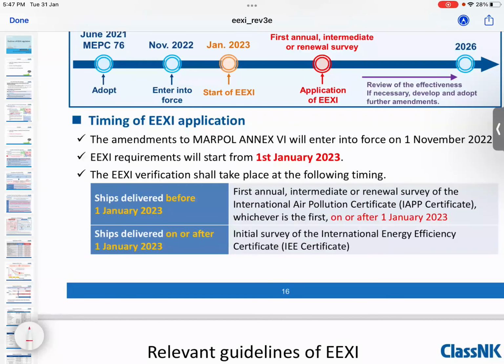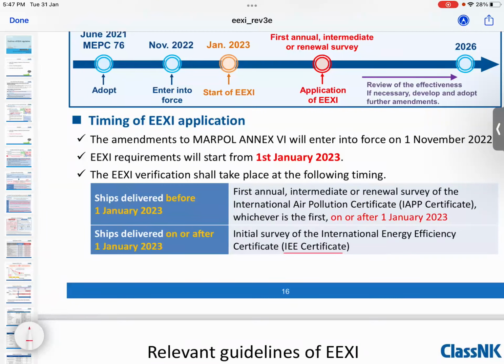Okay. How will you verify? So for the new ships, we will issue an IEEC certificate, right? International Energy Efficiency Certificate. So that is how you will get the verification. और कब करना आपने? For the old vessels, जब भी आपका सर्वे आएगा, कौन सा सर्वे? एनुअल, इंटरमीडिएट और रिन्यूअल ऑफ IEEC, उसके बाद आपको इसके साथ कंप्लाई करना पड़ेगा.